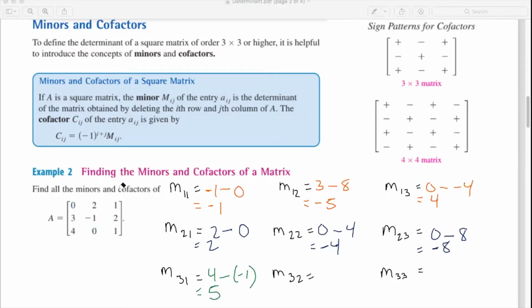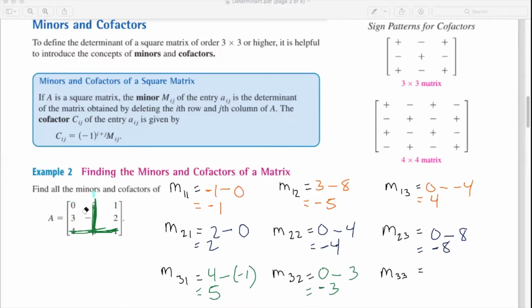Okay, move on to the next position. We will have the minor from not looking at row 3 and crossing out column 2. So we have 0 times 2 is 0, minus 3 times 1 is 3. That gives us a -3.